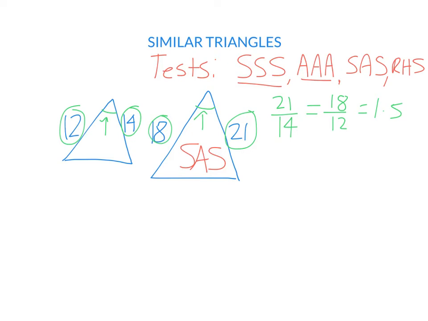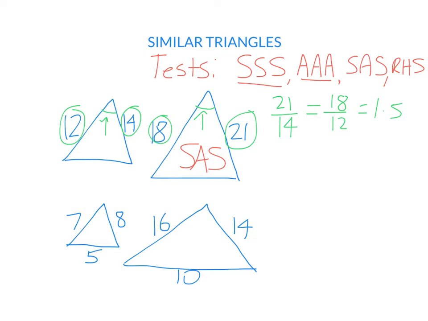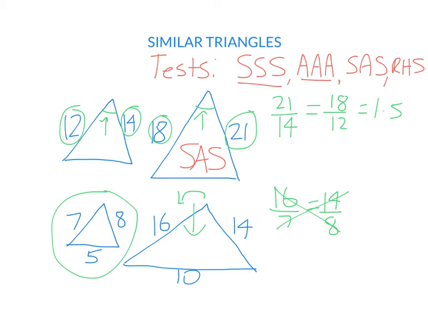Let's look at another example. These 2 triangles here, are they similar? Well, we only have information about side lengths, not angles, so if we use a test, it'd have to be the SSS test. Now you might be thinking, oh, but 16 over 7 doesn't equal 14 over 8. But that's not right because they're not corresponding sides. So I could flip this triangle to get on top of this triangle here. So these 2 are similar because 16 over 8 equals 14 over 7 equals 10 over 5.